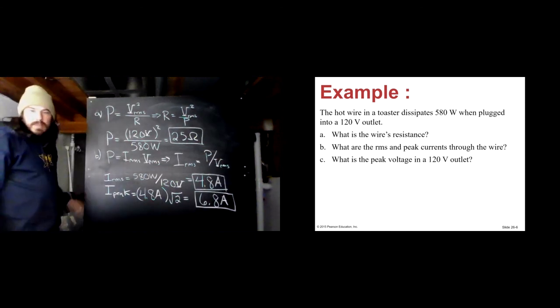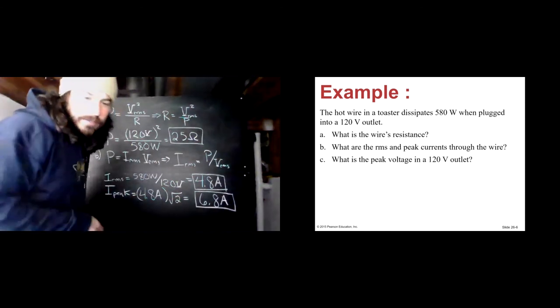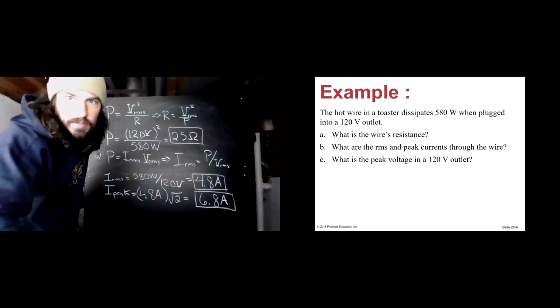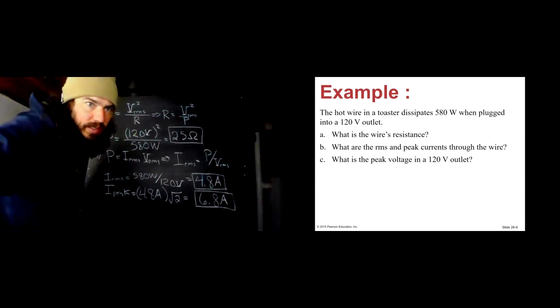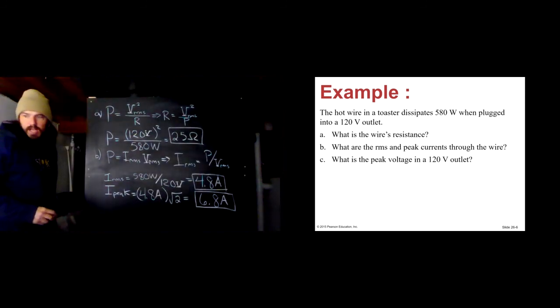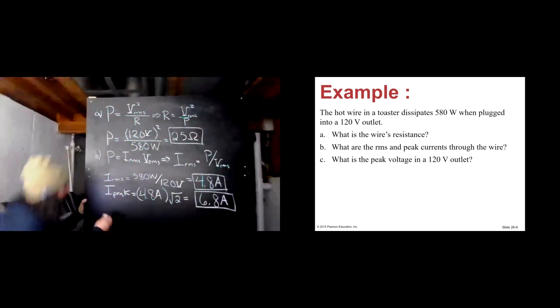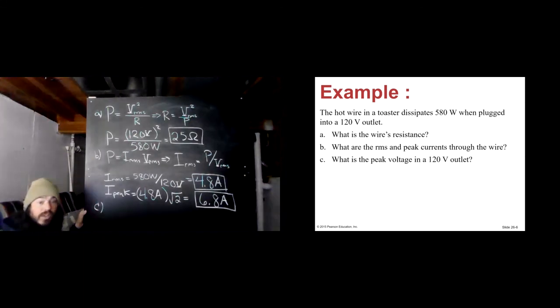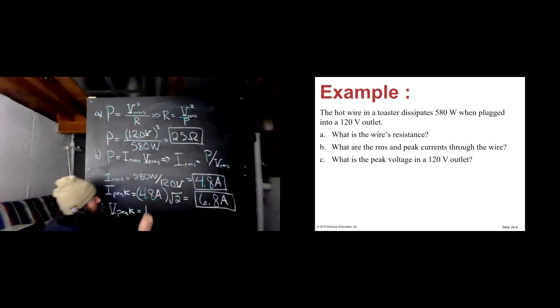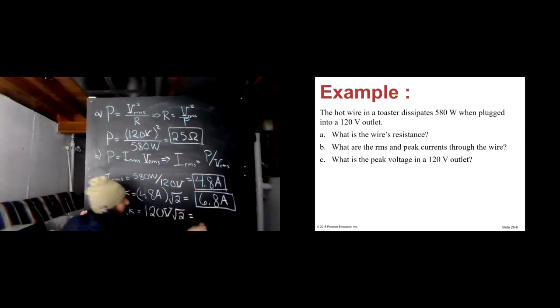And finally, what is the peak voltage in a 120 volt outlet? Peak voltage is going to be, again, we're going to interpret that 120 volts as the RMS value. And so we get V peak equals 120 volts times the square root of 2, which is 170 volts.